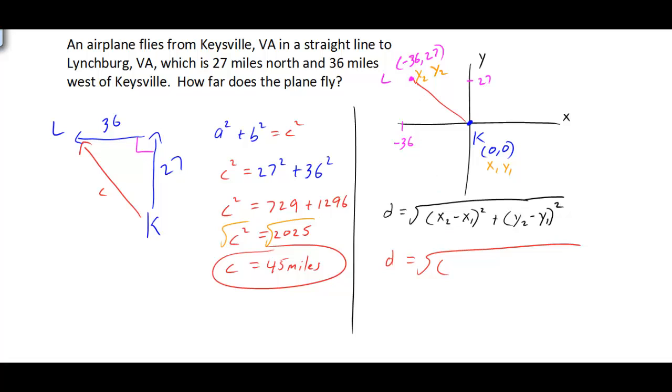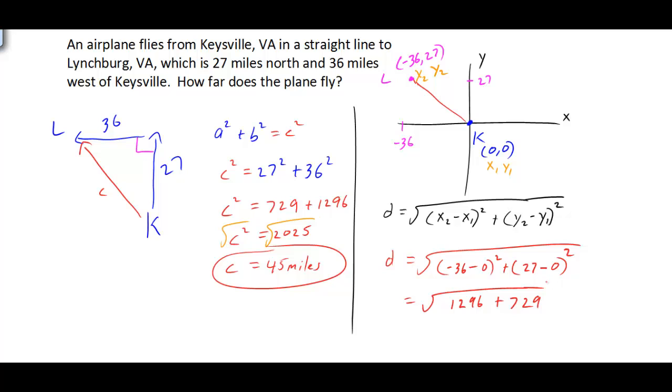So for x2 then, we're going to take a negative 36, okay, and subtract x1, which is 0, so that's all squared, plus our y2, which is 27, minus y1, which is 0, and that's going to be squared. And if you take a negative 36 minus 0, that's just going to be a negative 36 squared. And if we square a negative 36, that would be a positive 1296 plus 27 minus 0. We would have 27 squared, and if we square 27, that's going to be 729.